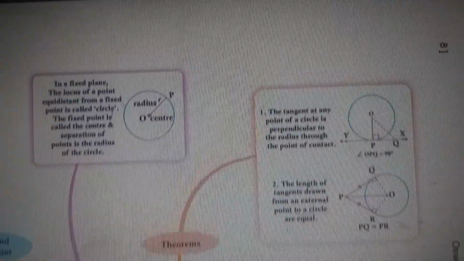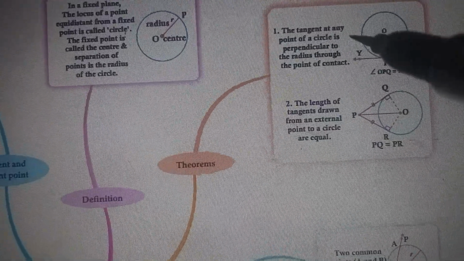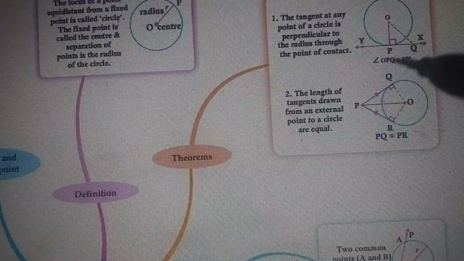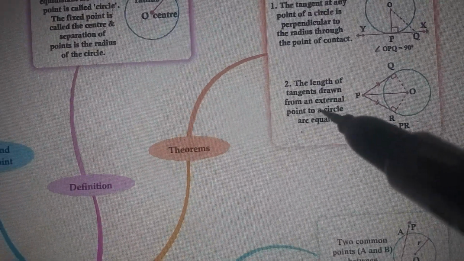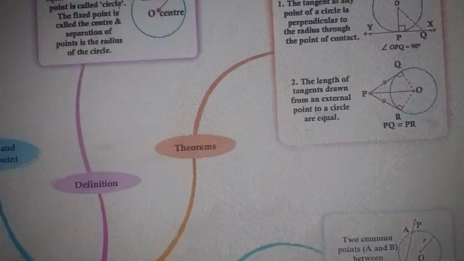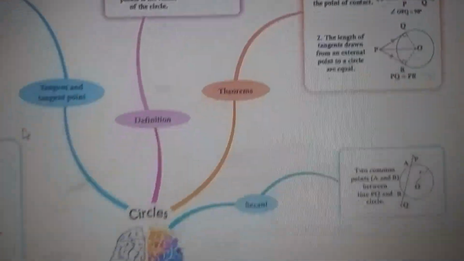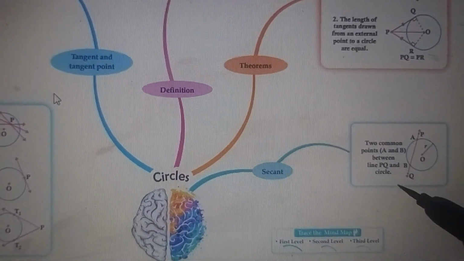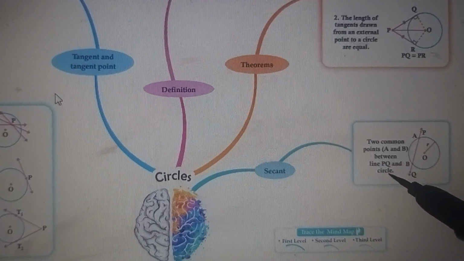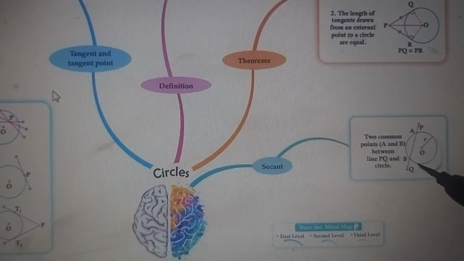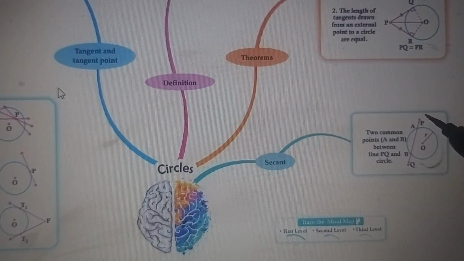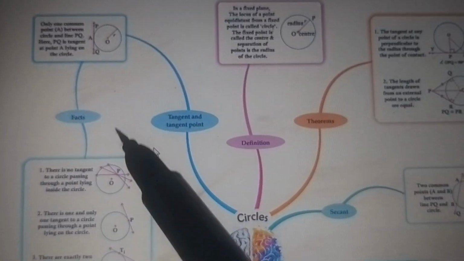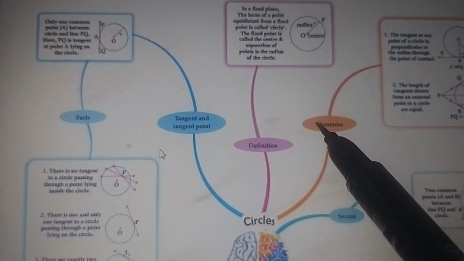Okay, like this we have two theorems. The tangent at any point of a circle is perpendicular to the radius through the point of contact, and the lengths of tangents drawn from an external point to a circle are equal. Okay, these are the tangent theorems. Two common points A and B between line PQ and the circle. So this is the circle. We have 2 points on the line. Okay, in circles we commonly have many problems based on this and theorems also.